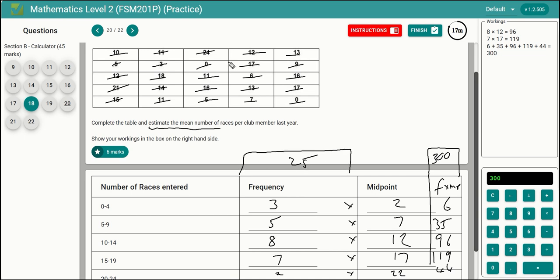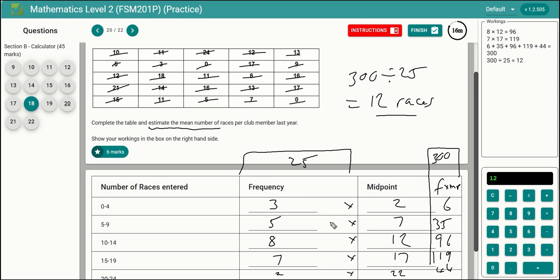We just know it's 25 from the beginning, but 3 plus 5 plus 8 plus 7 plus 2 should be 25. So the estimated mean is 300 divided by 25, and again we can just use the calculator for that. Just divide this by 25. So the estimated mean is 12 races.